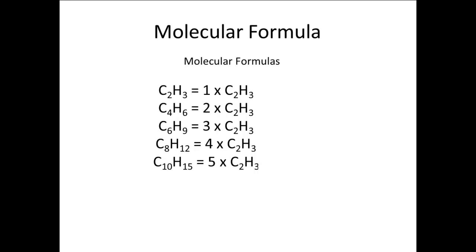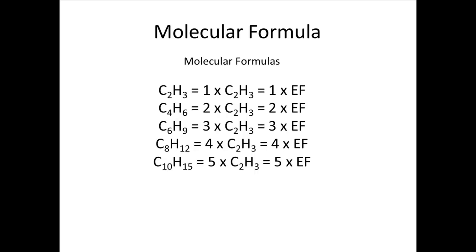Specifically, C2H3 is 1 times the empirical formula, C4H6 is 2 times the empirical formula, C6H9 3 times the empirical formula, C8H12 4 times the empirical formula, and C10H15 5 times the empirical formula. So we can find the molecular formula if we can find the correct whole number to multiply the empirical formula by.